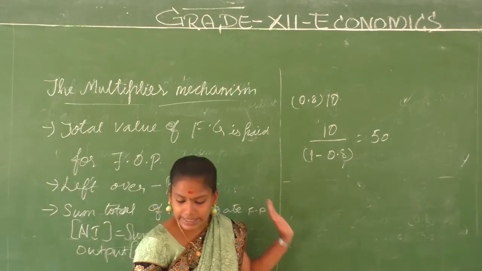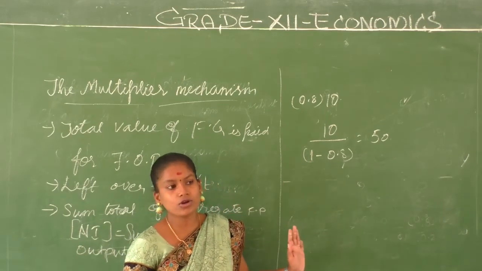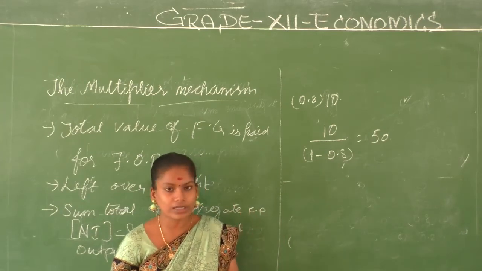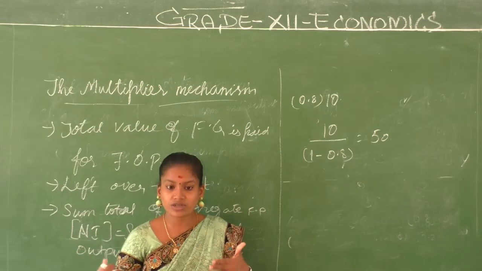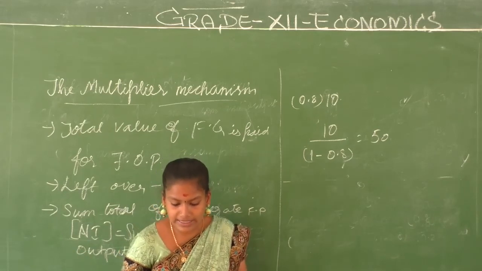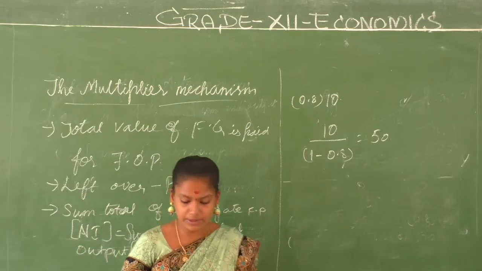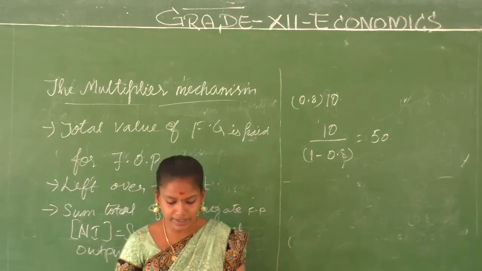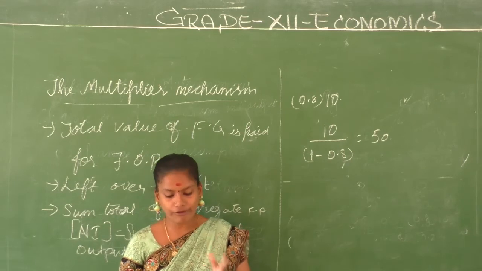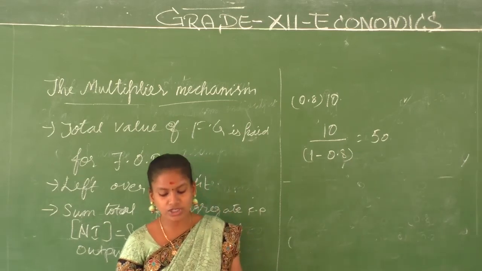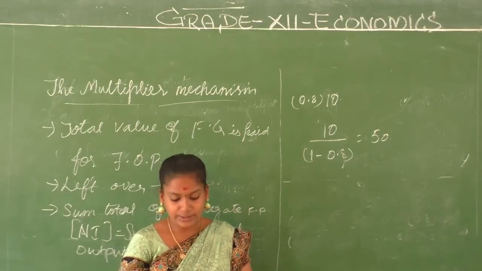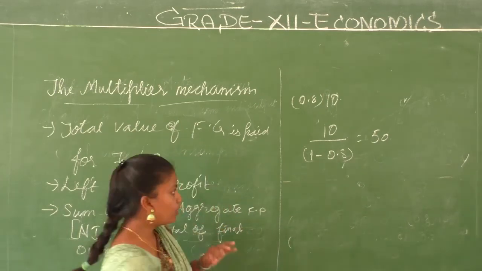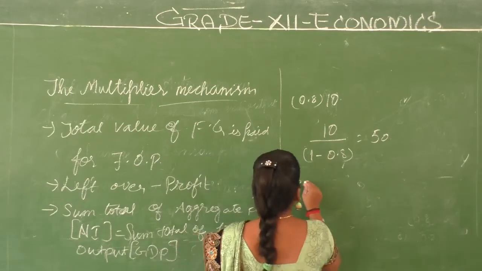First time it was only 10. Next time it is 0.8 into 10. Next time it is 0.8 squared into 10. So it increases each round. Okay, it exceeds the initial increment in autonomous expenditure. The ratio of total increment in equilibrium value of final goods output to the initial increment in autonomous expenditure is called the investment multiplier. So how will you explain the investment multiplier?